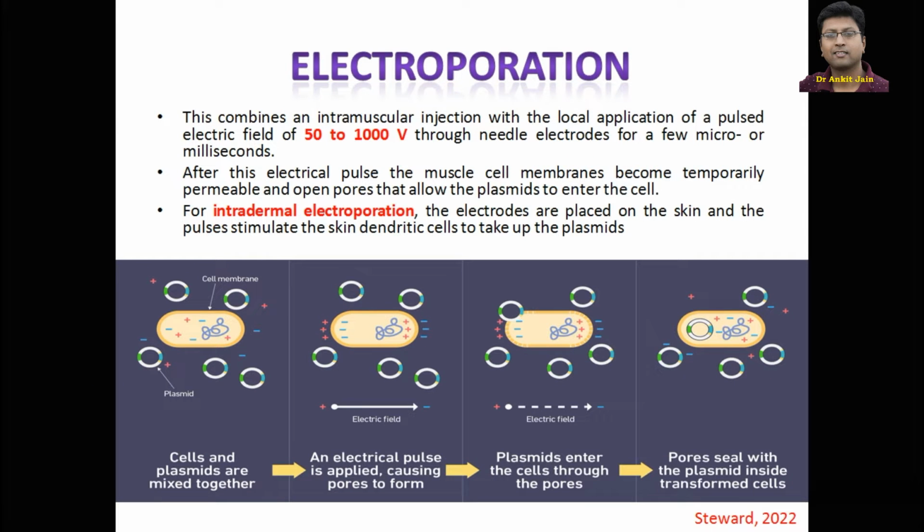Now the third technique is electroporation. In the electroporation technique, during the injection of the DNA vaccine, about 50 to 1000 volts of current is applied, or the electrode is placed at the site of the muscle where the injection is given, and that electrode will produce charges. Due to those charges, we know that DNA is a negatively charged molecule, and the cell will become positively charged, so it will be easily taken up by these cells.